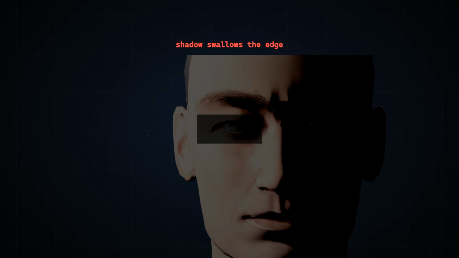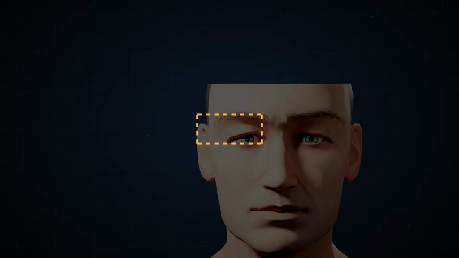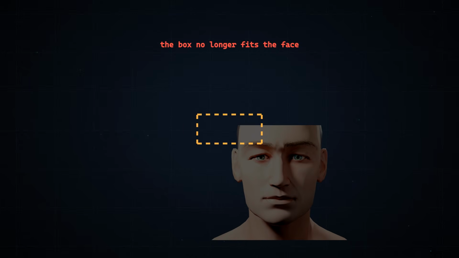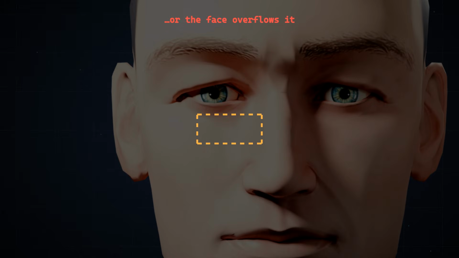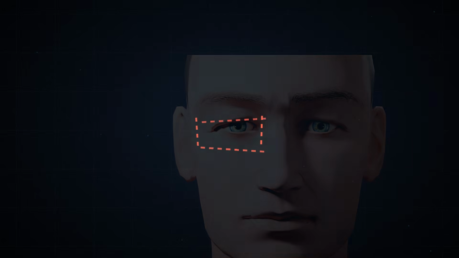A shadow falls across the face, and the edge it locked onto is gone. The head turns, and the eye slides straight out of the box. The face moves closer, then pulls away, and the box stops fitting at all. Illumination. Pose. Scale. One rigid box, 3 ways to break.